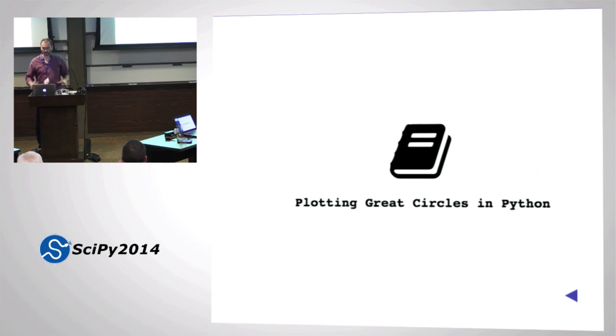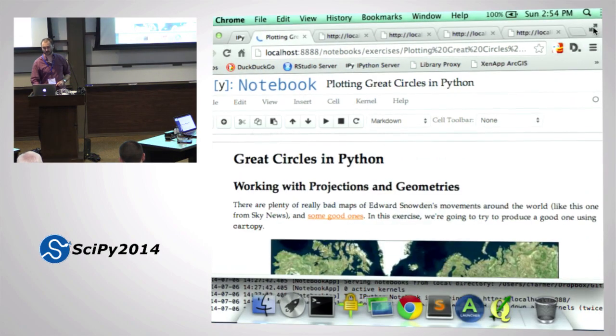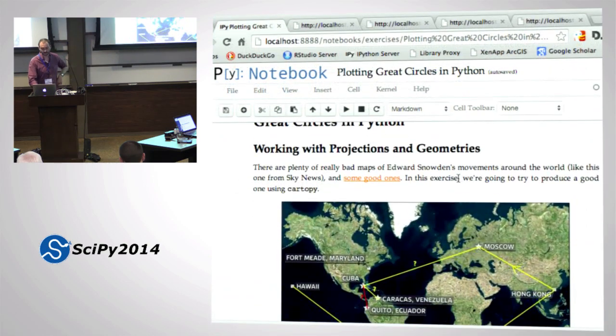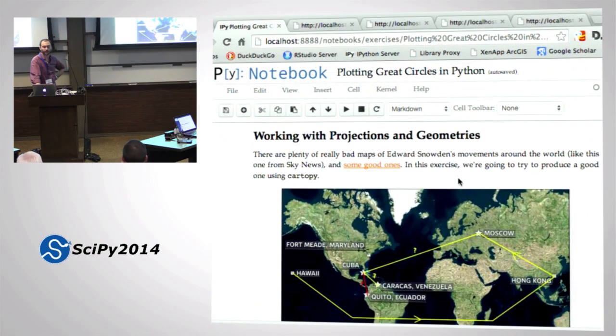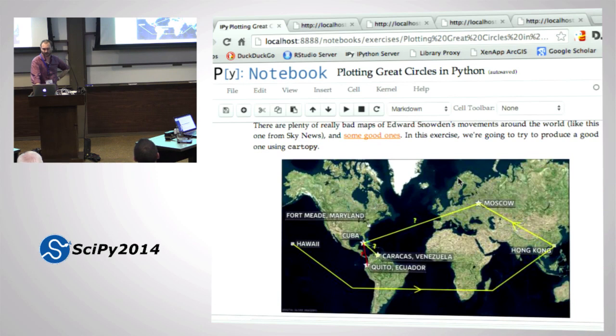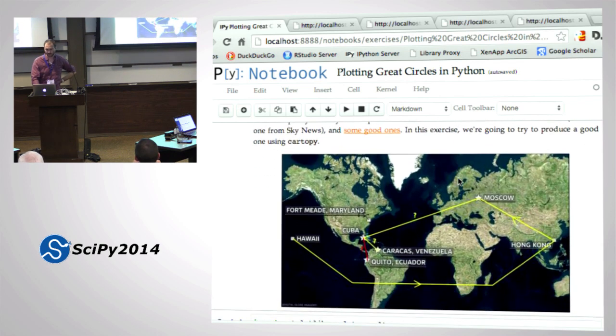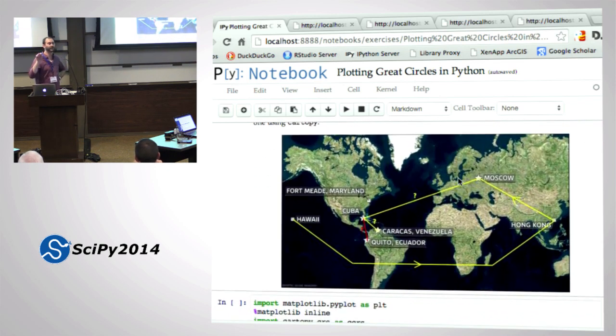Okay, so, next example. Plotting great circles in Python. Here we're going to use various different tools that we've looked at so far to plot the great circle route of Edward Snowden. But we're going to do it correctly. This is from Sky News. This example was from last year as well, and it's so good that I had to do it. So here you have to do better than this, which is not hard.